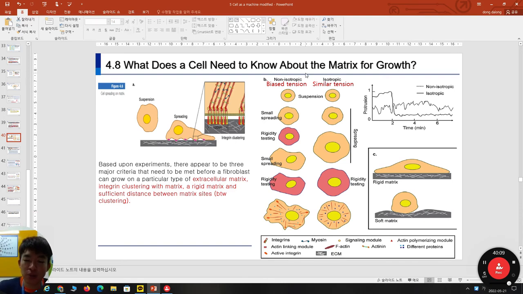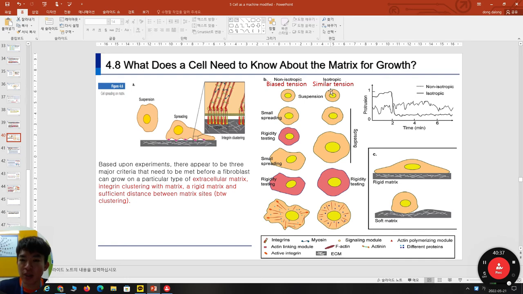So the cells need certain criteria to spread or to grow. And when they spread, they show non-isotropic or isotropic spreading. Non-isotropic is biased, they are elongated like that. But isotropic, in all directions, they are similarly spread.